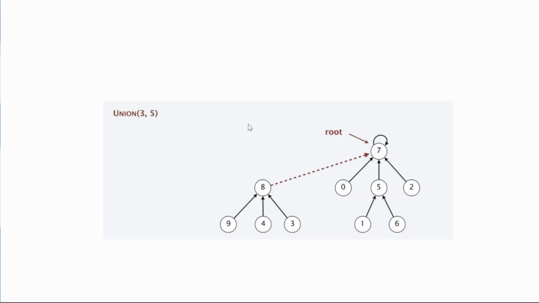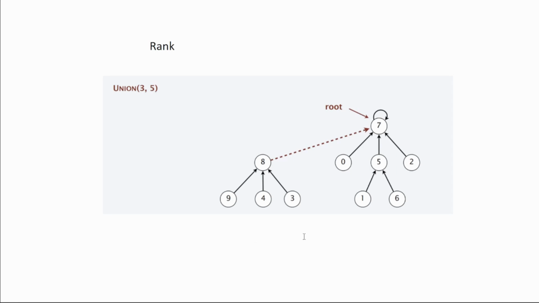Here's an example. Say we called union 3 and 5. So find 3, we find that the root is 8. Then we call find 5, we find that the root is 7. Since these are not the same, it means that they're 2 different trees. So we're going to make 8 a child of 7, thus merging the 2 trees. So what determines that 8 will become a child of 7 and not the reverse? This is determined by the rank of the tree. Over here, the tree with the root 8 has a smaller rank than the tree with root 7. Well, you can't see it here, but just imagine that, okay? How this works is that when the 2 trees have equal rank, we just randomly pick one.